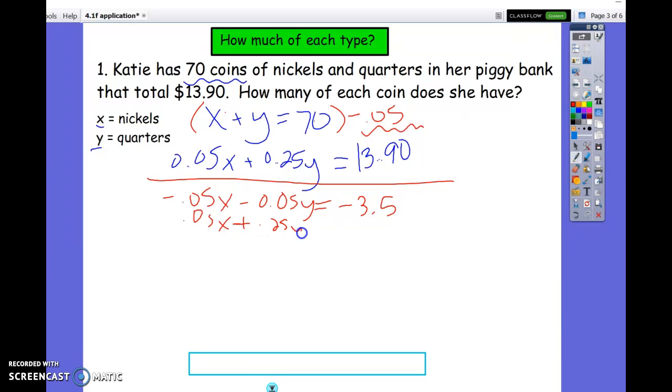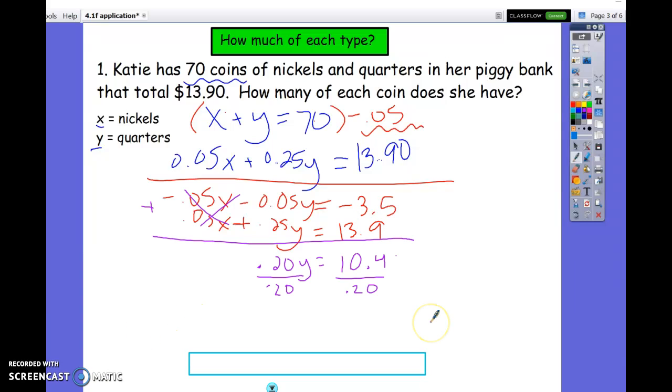So this would be a good time to take a second and see if you can finish solving this for yourself. Okay, so hopefully you were able to solve this, but let's double check your work. When we combine or add our two equations together, we're going to get 0.20y equals 10.4. Remember, since it's elimination, we wanted those x's to eliminate, so they add together to equal 0. But when we take our 0.20y and we divide, we're going to find that y equals 52.